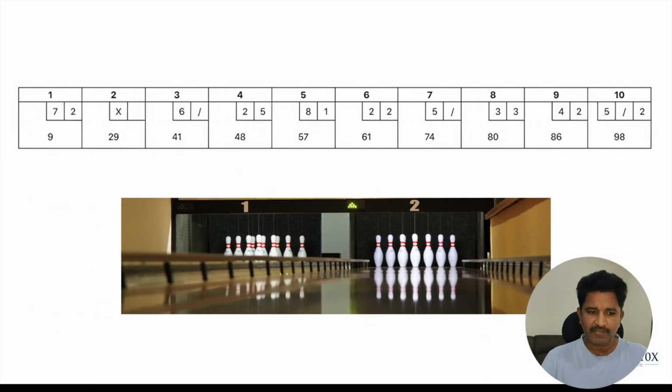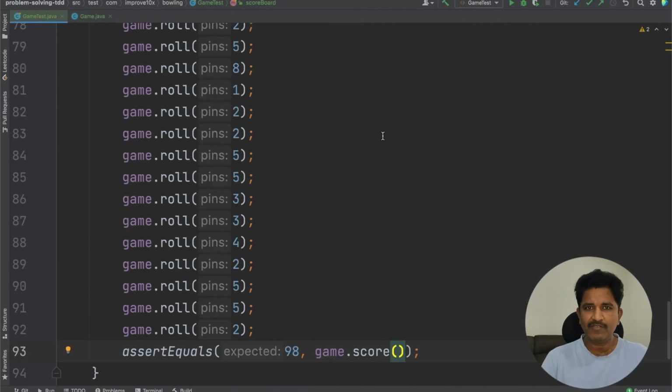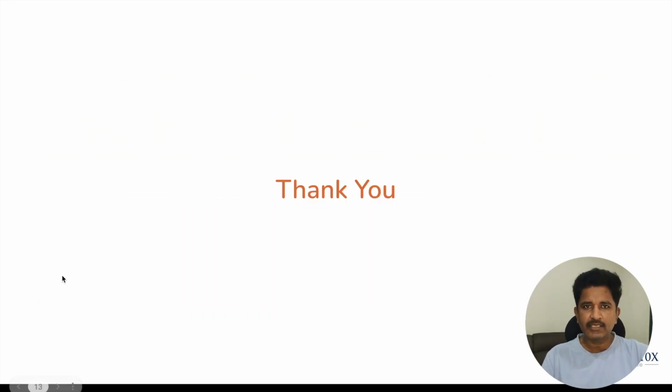We just tested for one spare, one strike, and now when we tested for the entire scoreboard, it worked perfectly well. There was no problem at all. And while refactoring also, our test suite actually helped us a lot in terms of making sure we are not breaking any functionality. And we can keep on increasing our test suite whenever we find corner cases. So this is how test-driven development helps us in implementing incremental algorithms.